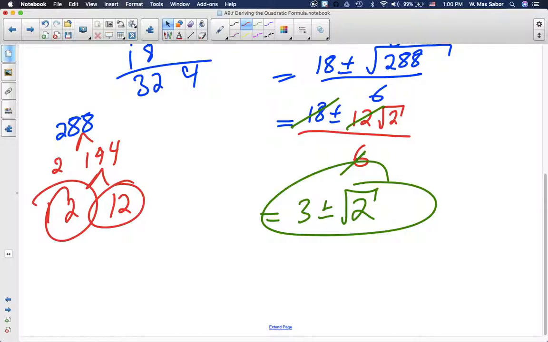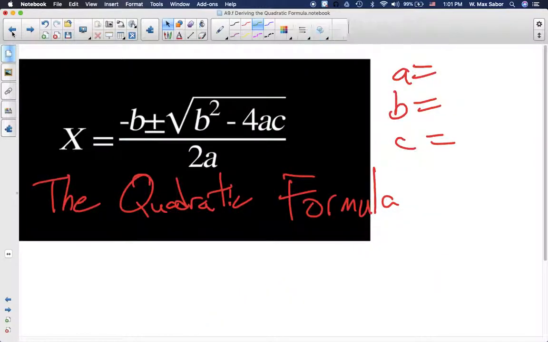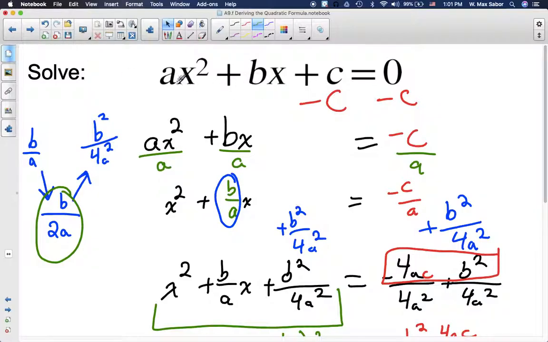X equals negative b plus or minus the square root of b squared minus 4ac all over 2a. It is the quadratic formula. It's used to solve one variable equations in standard form.